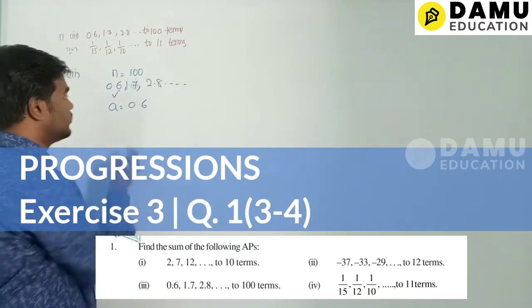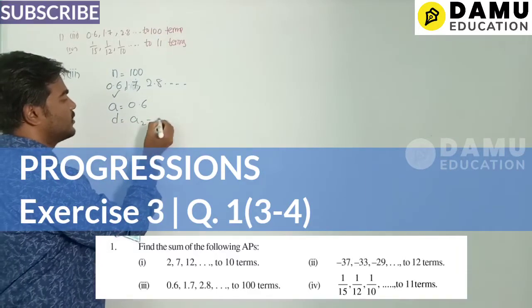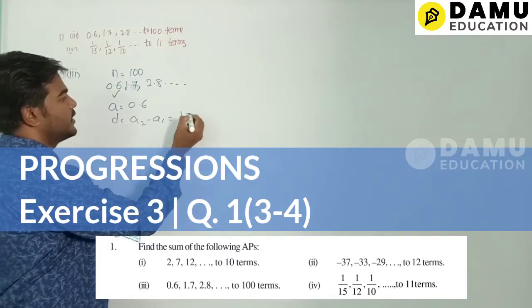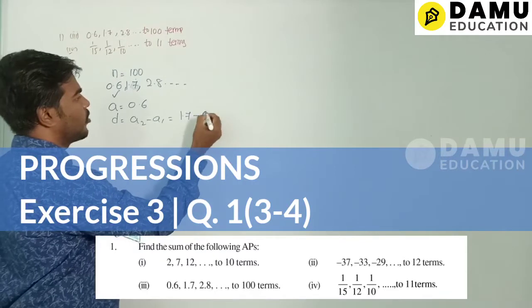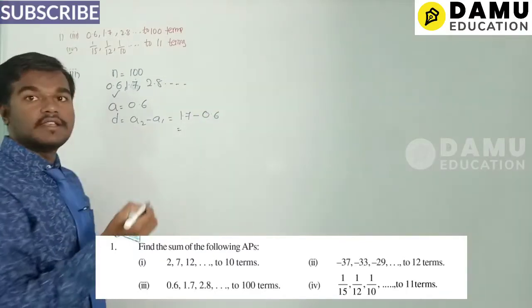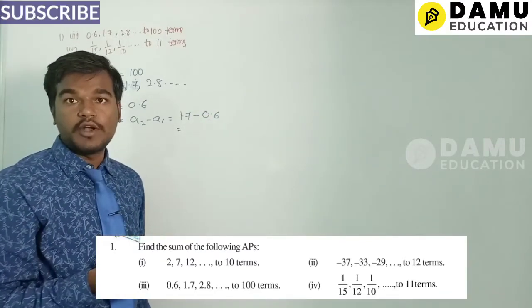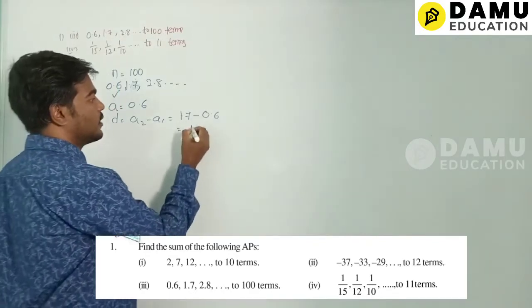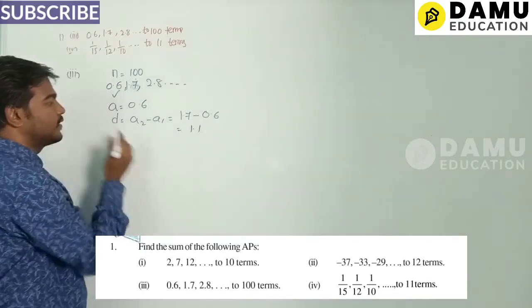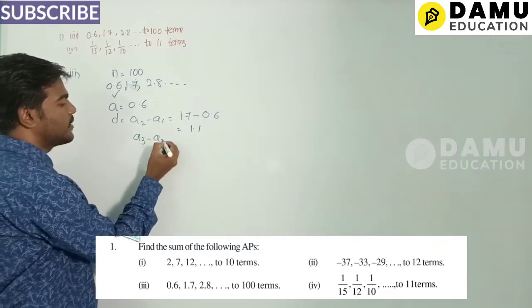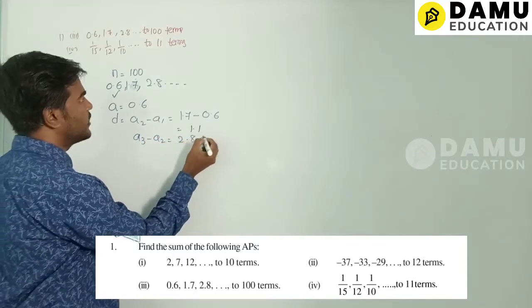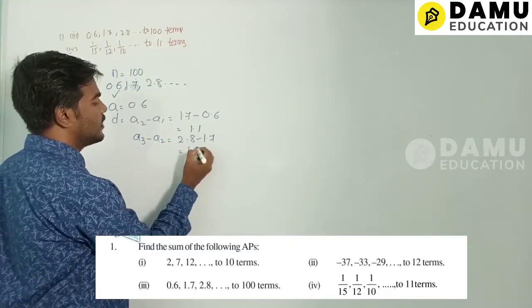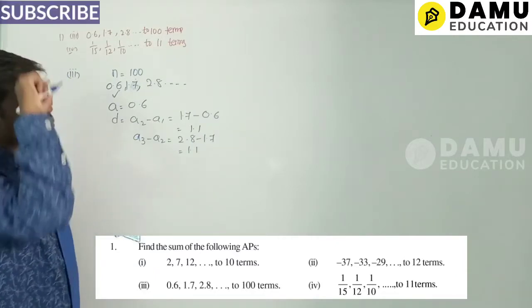The common difference will be equal to A2 minus A1. What is A2 here? 1.7 minus A1, which is 0.6. So 1.7 minus 0.6, what value will we get here? 1.1. So this is the common difference. You can also calculate it using A3 minus A2, that is 2.8 minus 1.7, which is 1.1. So this is the common difference.